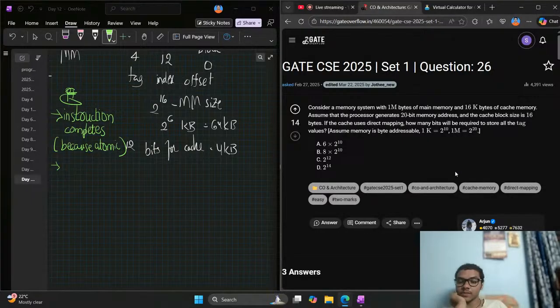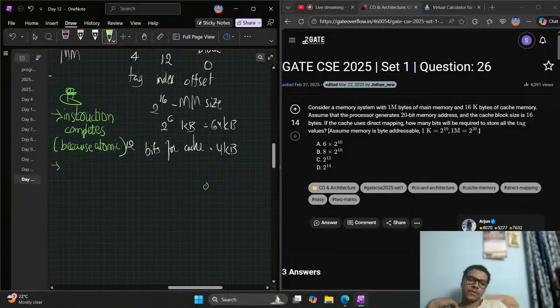1,000,000 bytes and 16 kilobytes. I feel like I have done this question. 20-bit memory address, and the processor generates virtual address all the time, and the cache block is 16 bytes. The cache uses direct mapping. How many bits will be required to store all the tag values? Assume memory is byte addressable. So byte addressable means offset is 0. That's what we have understood.